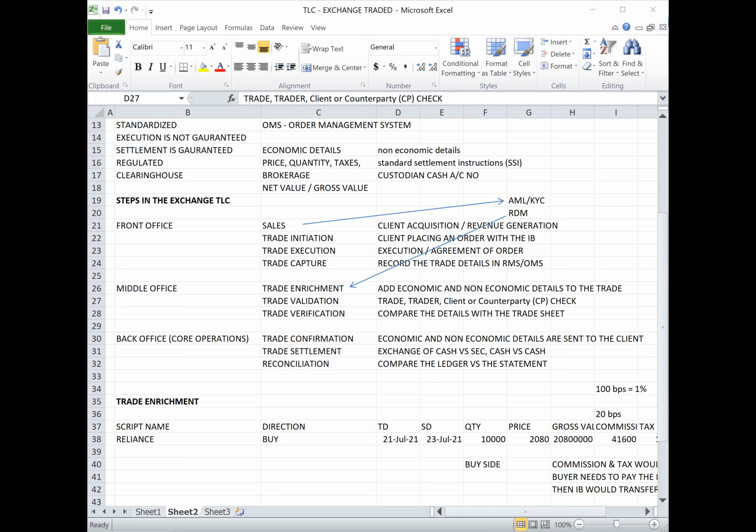Now, what do we check here? Whether he has crossed the limit for the day or not. You check whether the trader is within the limits. Is he executing trades only on the products he's allowed to trade? Is he executing trades of only that much value which is within the limits of what he's allowed to trade? That is trader check. Are we clear, guys? Easy, right?